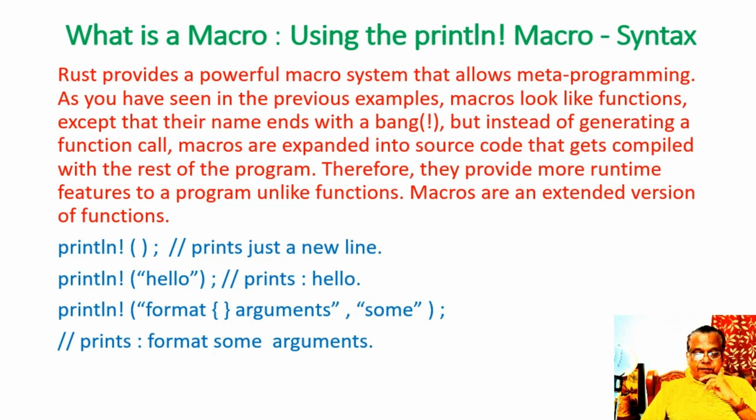Within the curly brackets or braces. That's it. Format, a pair of curly brackets, then arguments. That much is within double quote. Then after that, comma, sum. This is a string sum within double quote. Close the bracket, semicolon. So it will print format sum arguments. That means this sum has been replaced within the curly brackets. That's it. Fine. It's a very simple example. We will come through more serious examples later. Fine.